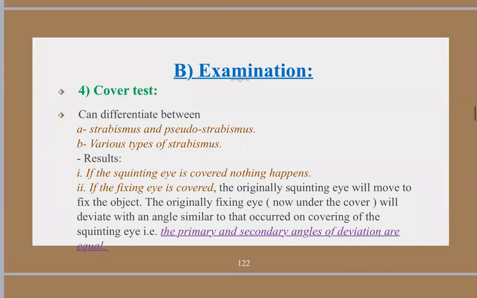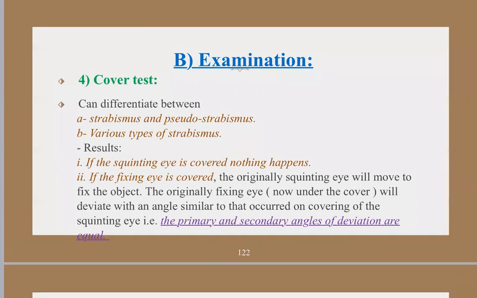Okay, so here, look at the cover test. We can differentiate between strabismus and pseudostrabismus, because in strabismus you notice a corrective movement, and in pseudostrabismus you won't notice any movement, because here the optical axis is parallel to that of the other eye, but the problem is pseudo. It is false strabismus.